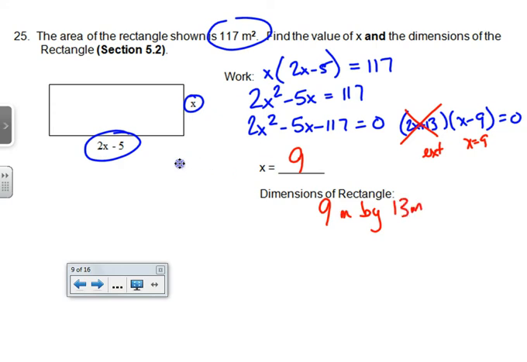The important part of this question is coming up with the quadratic and solving it. If you just figured out 9 by 13 because you plugged and chugged until you got one that worked, you're not going to get your credit.